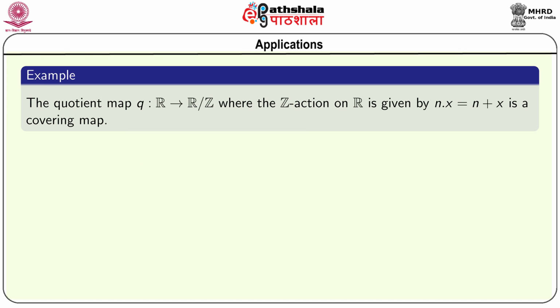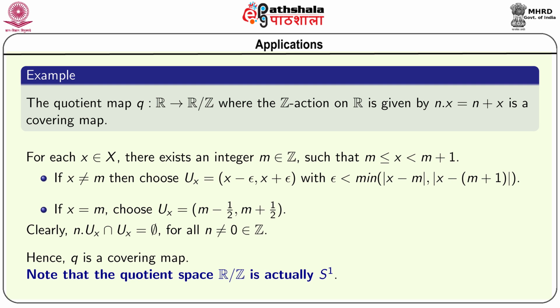Now, we go through some examples which follow immediately from the previous theorem. The quotient map Q from R to R by Z, where the Z action on R is given by n dot x equal to n plus x, is a covering map. Note that the quotient space R by Z is actually S1. So, the quotient map from R to S1 expressed as n dot x equal to n plus x becomes a covering map.